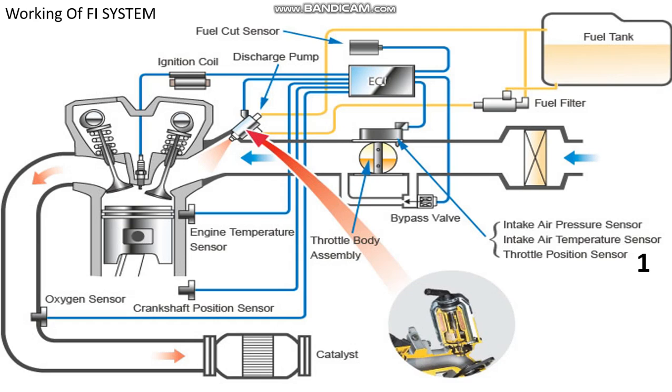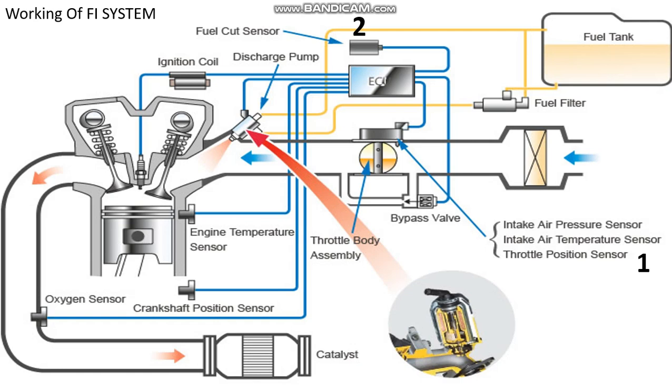Now, by sensing the pressure and temperature, the ECU can know the volume of the air entering the engine. Third is the throttle position sensor. The throttle position sensor senses the condition at which the vehicle is riding, whether it is at slow speed, medium speed or high speed. According to that, the fuel delivery can be done by the ECU.